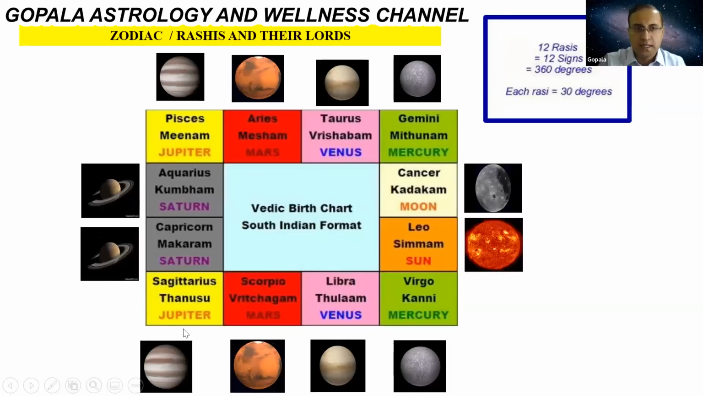So that's how it is. And then Saturn is given Capricorn and Aquarius ownerships, and finally Pisces and Sagittarius is owned by Jupiter or Guru. So what exactly I mean by ownership is this.